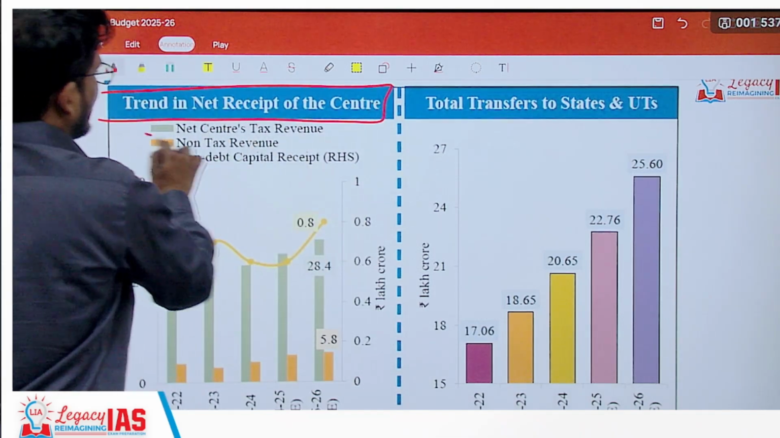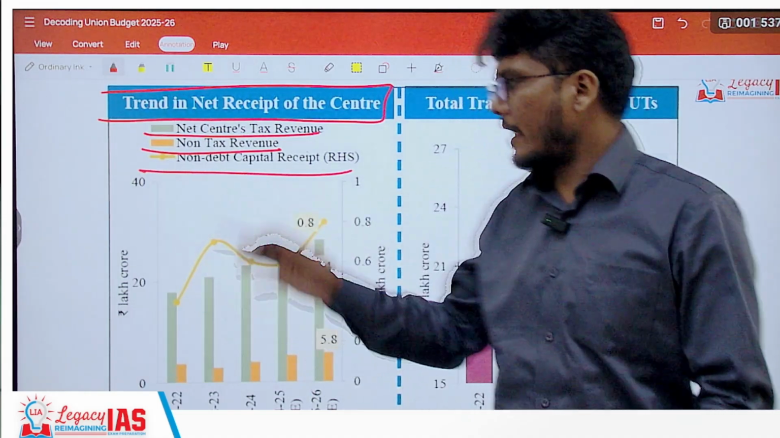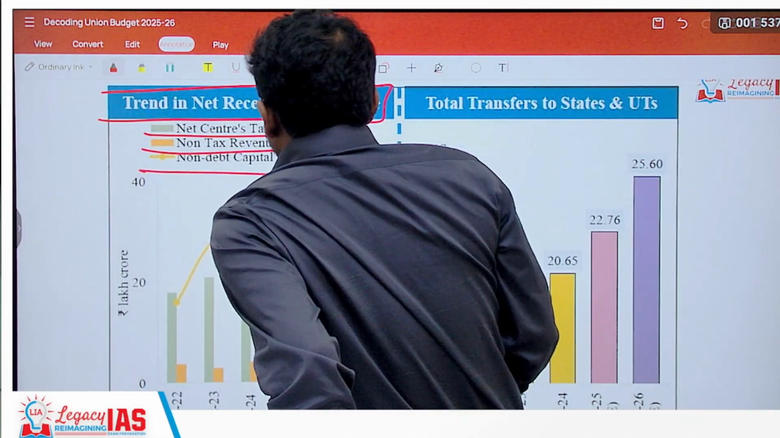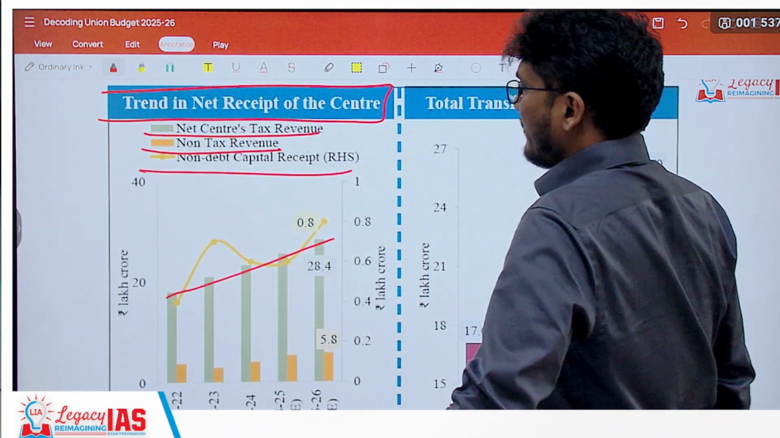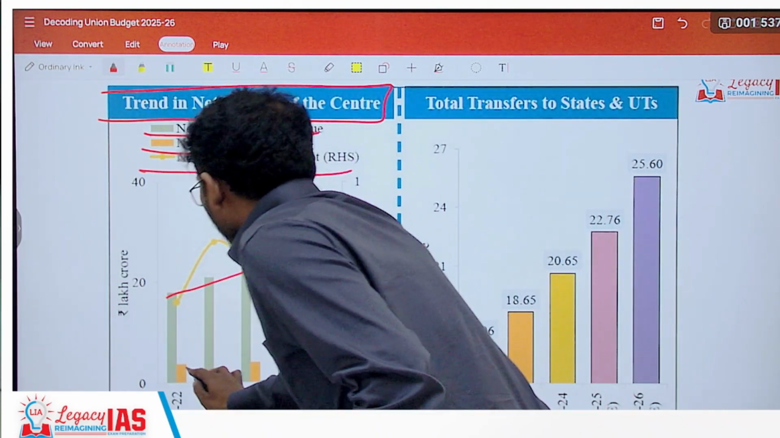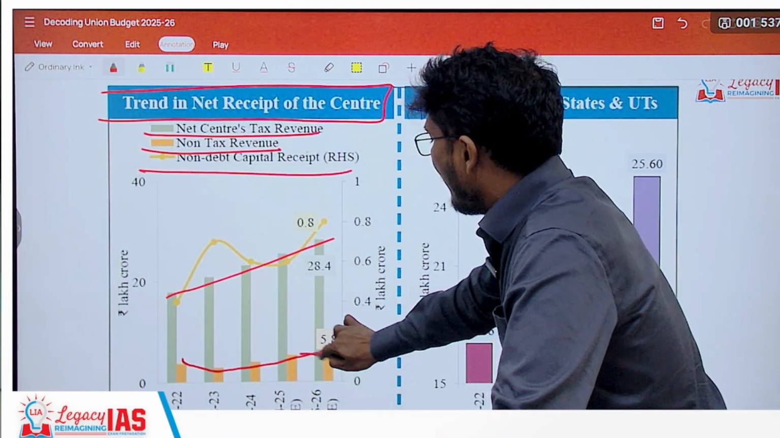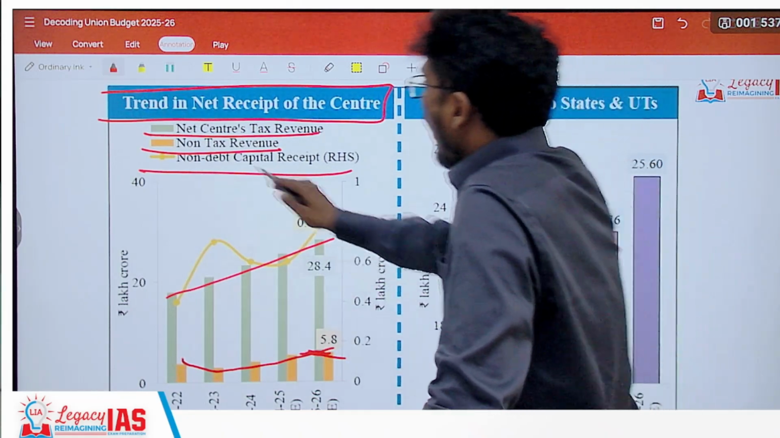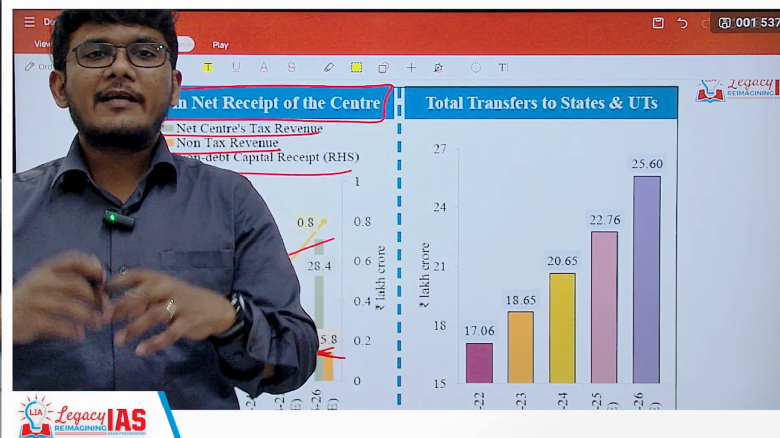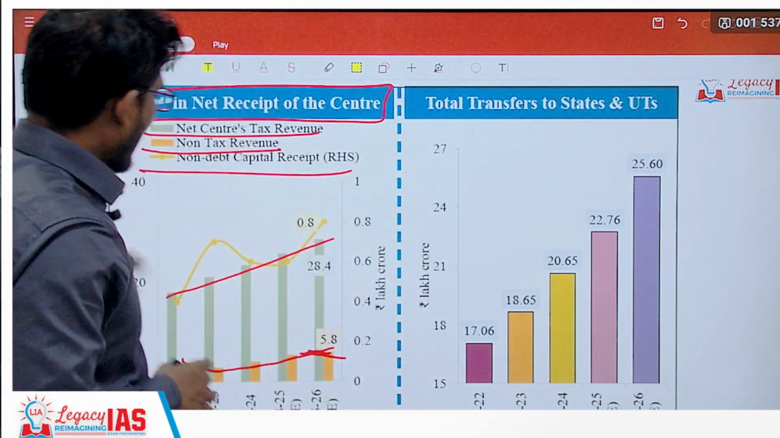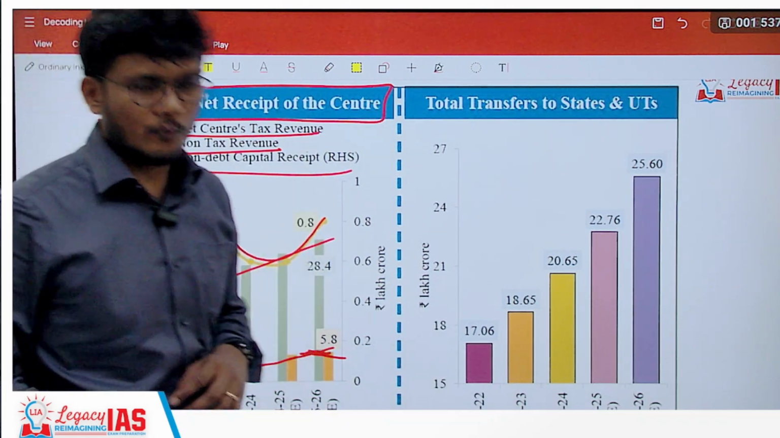Now, trend in net receipts at the center. So net central tax revenue, non-tax revenue, non-debt capital receipts. All three are given. If you can see, there has been an increase in net tax revenue of the central government. When you talk about non-tax revenue, it has slightly dropped but then slightly increased and stabilized over here. Non-debt capital receipt, what is that? The capital receipt that does not create any debt. That has fluctuated, it has gone up, down, and now is slightly increasing as well.